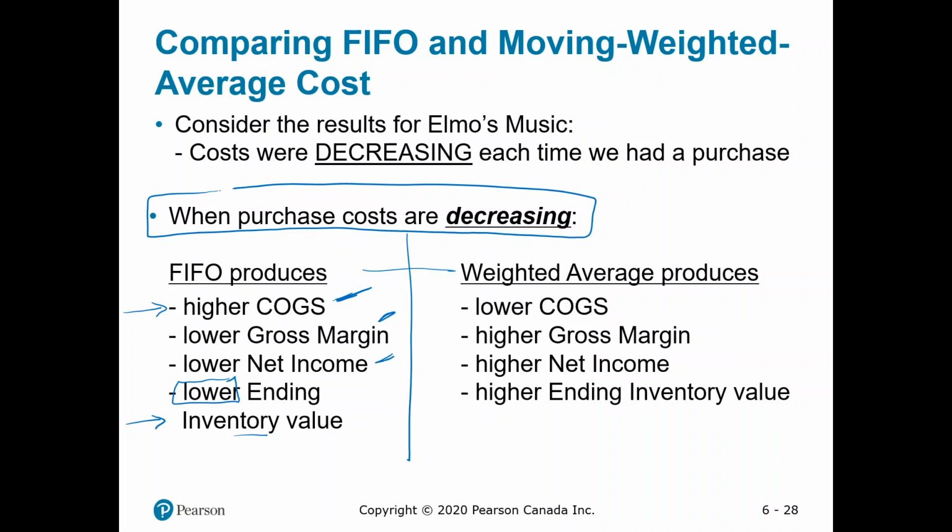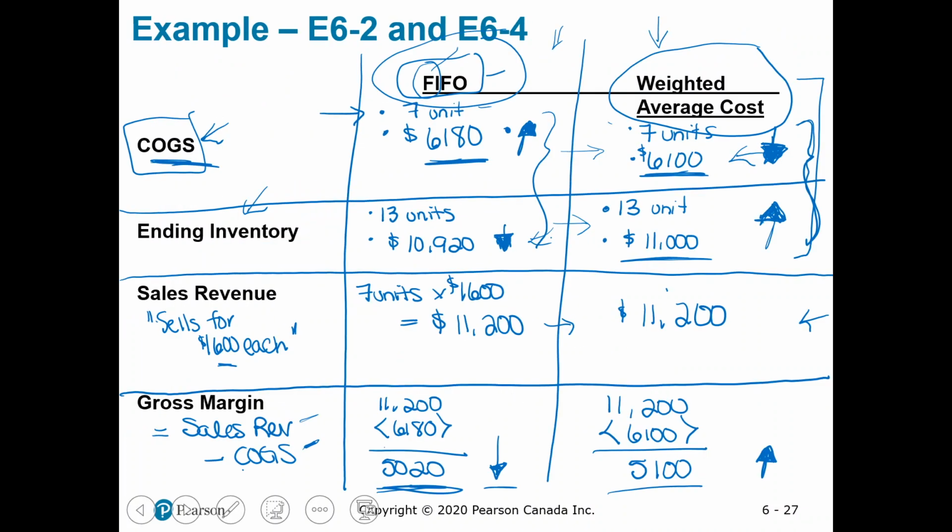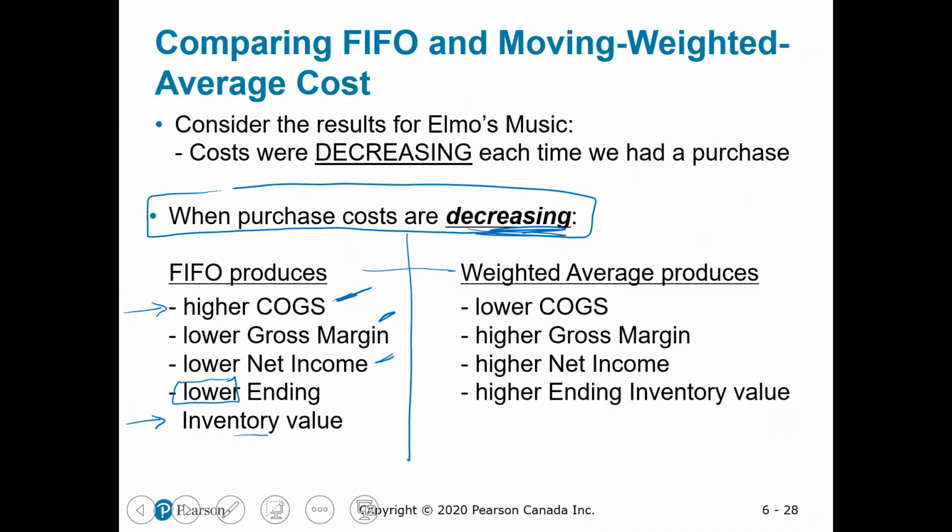Now the opposite is true when we looked at the weighted average. Since with each purchase we had a lower purchase cost, it drove down the unit cost that we calculated in our weighted average unit cost. So we recalculated it after each purchase and it came down, and then we used that lower unit cost when we made the sales. As a result, we had lower cost of goods sold because the unit cost we were using was going down.